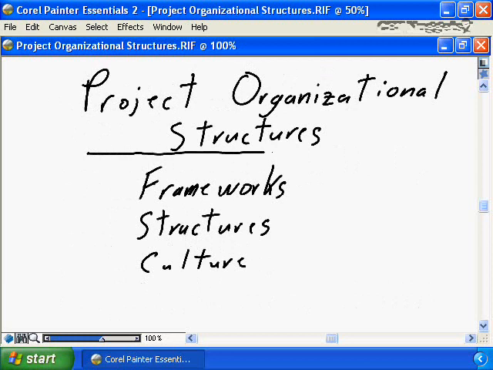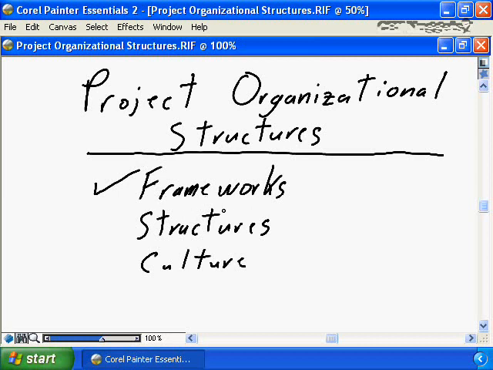In this nugget, we focused on project organizational structures. What is the organizational environment within which your project is going to deliver? We talked about the framework, the organization structure. Is your project being delivered in a functional organizational structure, a project-based organizational structure, a matrix-based organizational structure? Whether it's a weak matrix or a strong matrix, we focused on the differences between functional project delivery, project-based project delivery, and matrix-based project delivery, and we looked at the pros and cons of each of those.